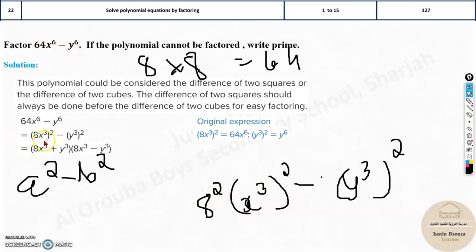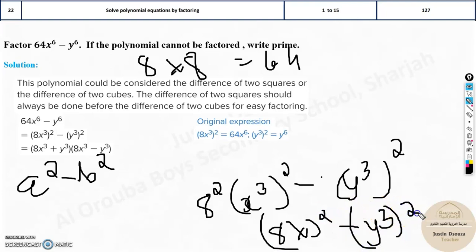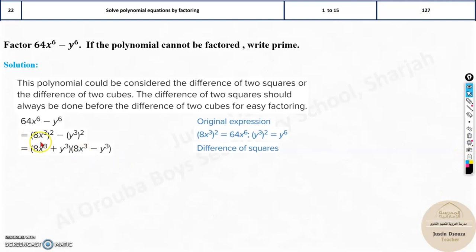Can you see? Now here this can be written as 8x the whole square, that is a minus y cube the whole square. Now this can be written, a is 8x cube, I forgot the cube over here, 8x cube plus y cube, and same thing 8x cube minus y cube. This is a formula which we had to remember. And then now you can use the difference of squares and the sum of squares. That means this can be used like this.